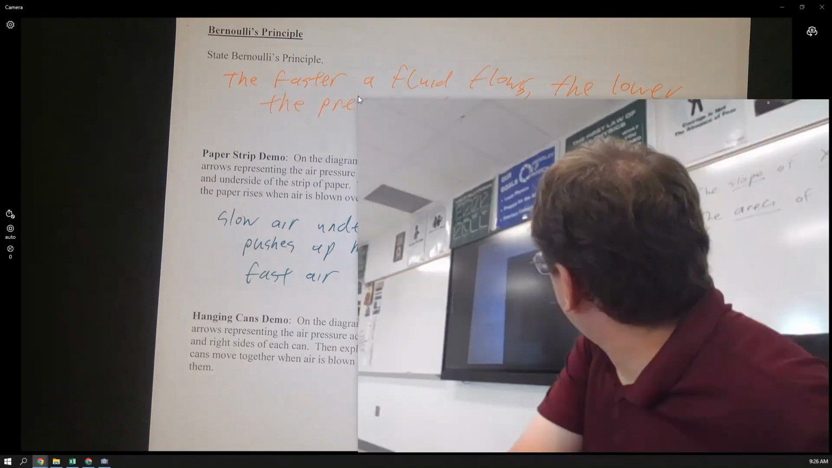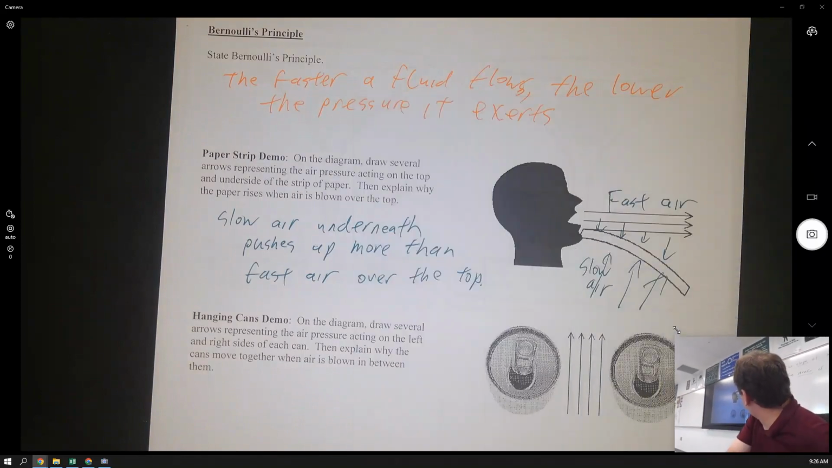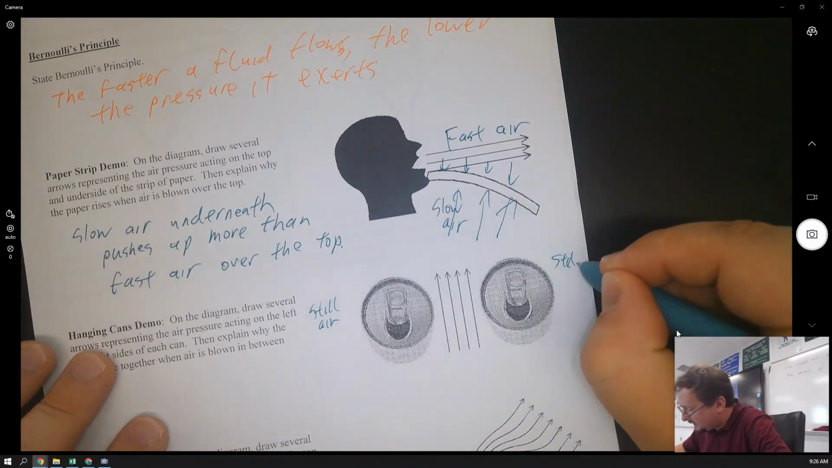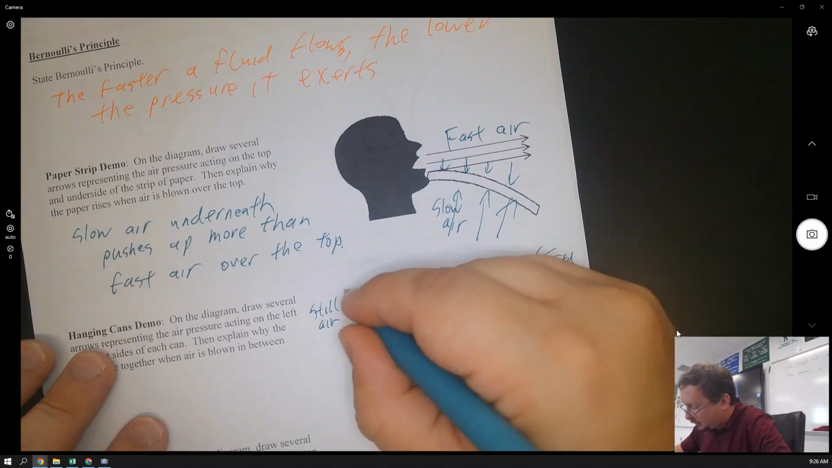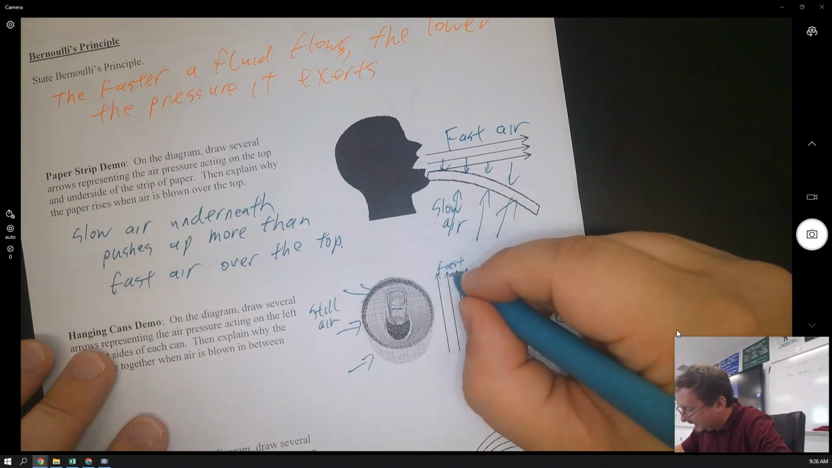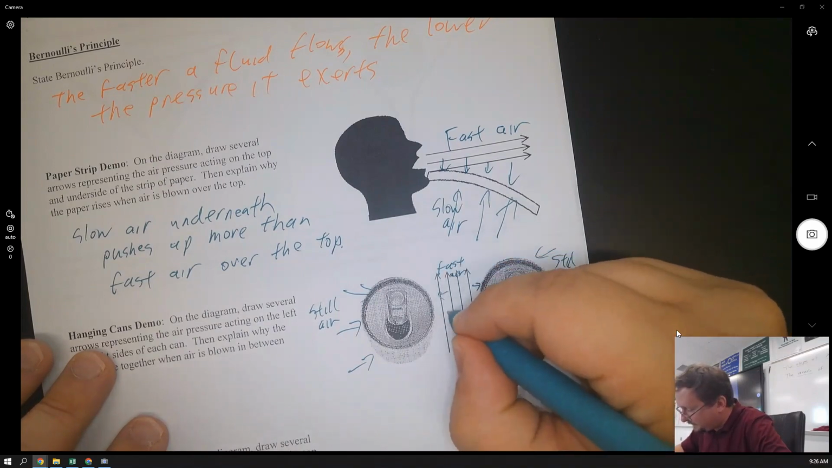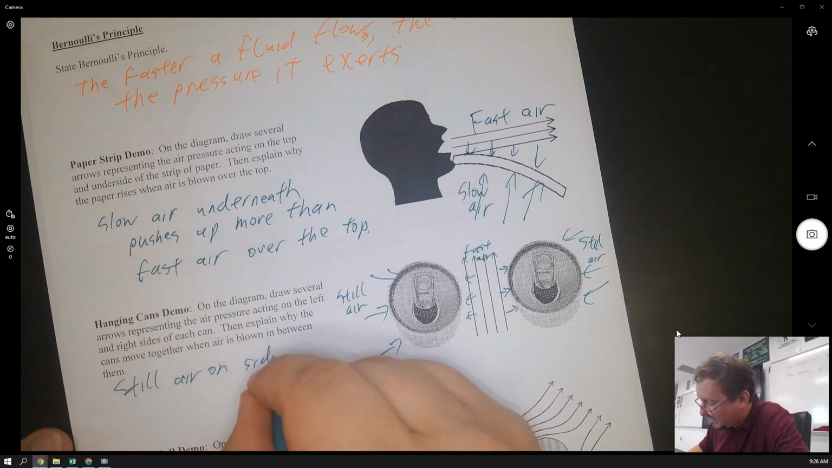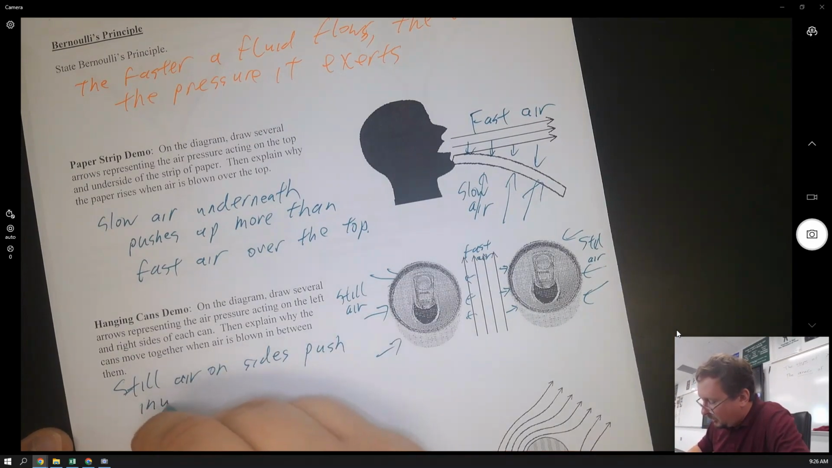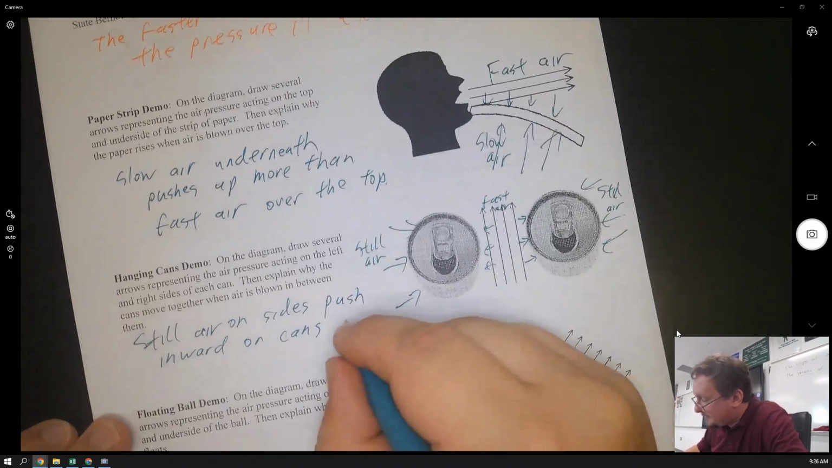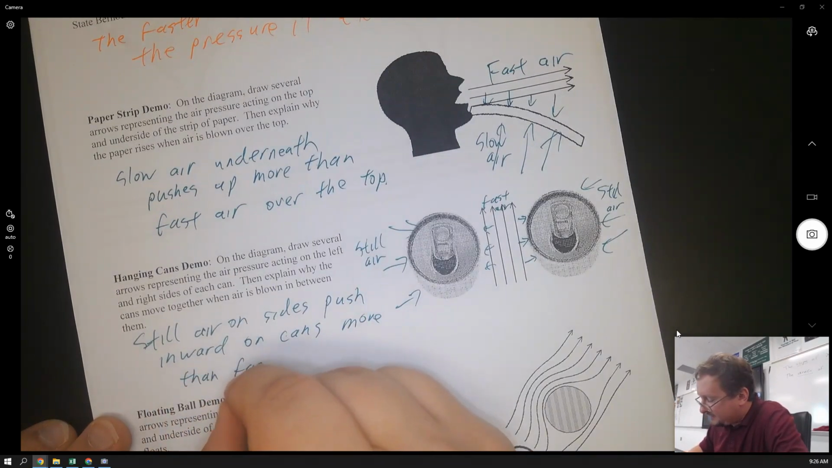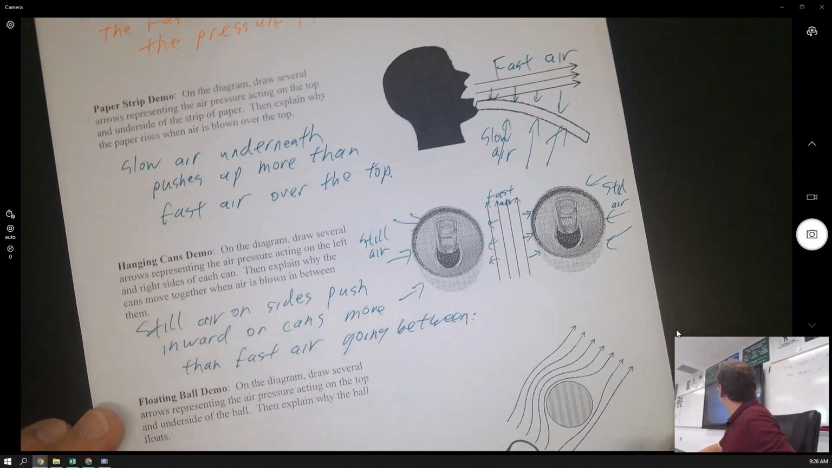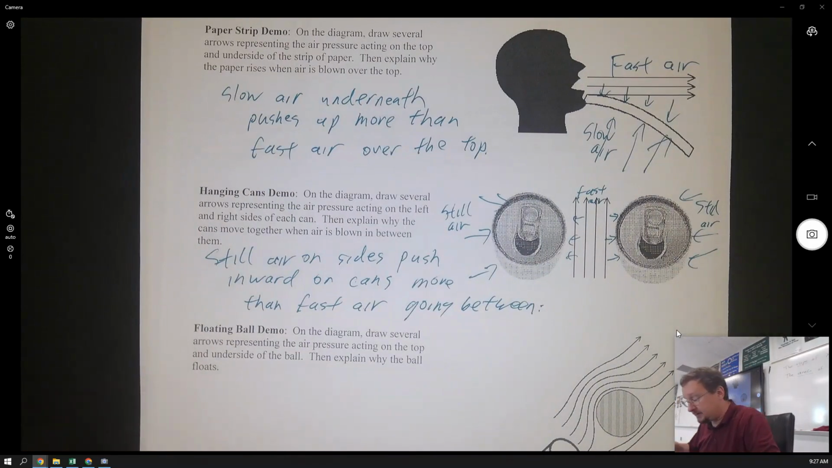All right, so the point of the cans then is to say this: the still air on the sides pushes in a lot, but the fast air between the cans pushes this way not very much. So the still air on the sides pushes inward on the cans more than the fast air going between the cans, right? Okay, so that's a demonstration of Bernoulli's principle.